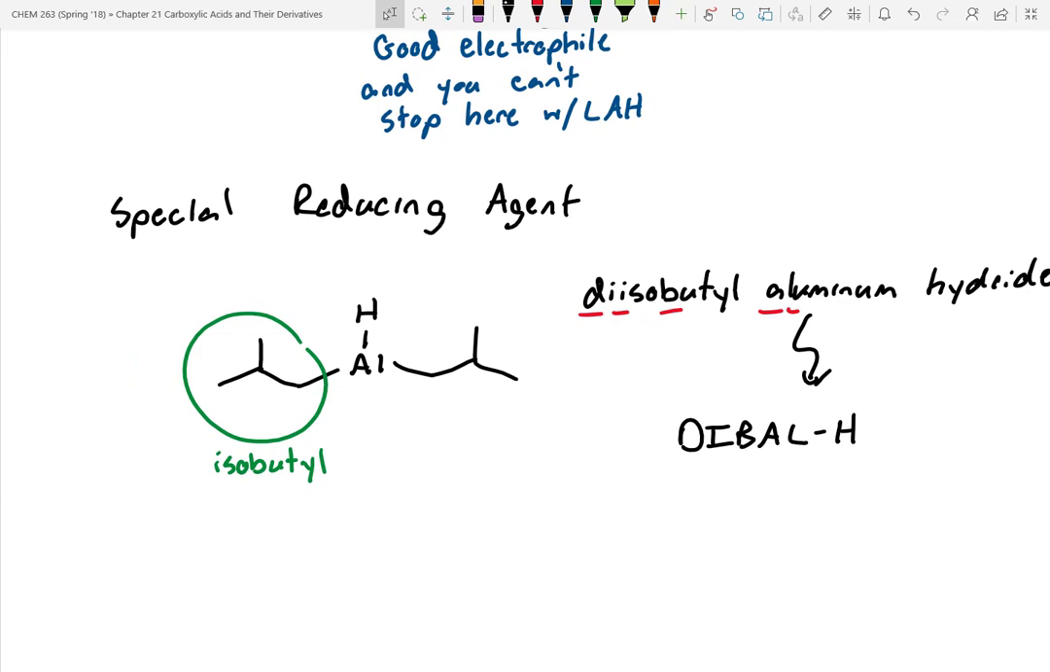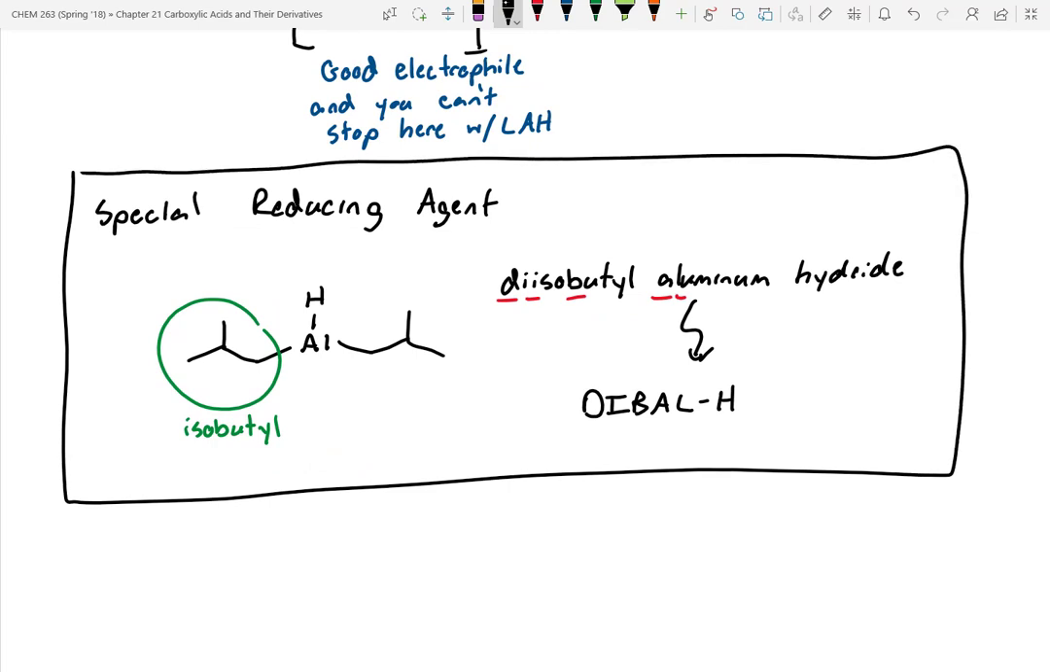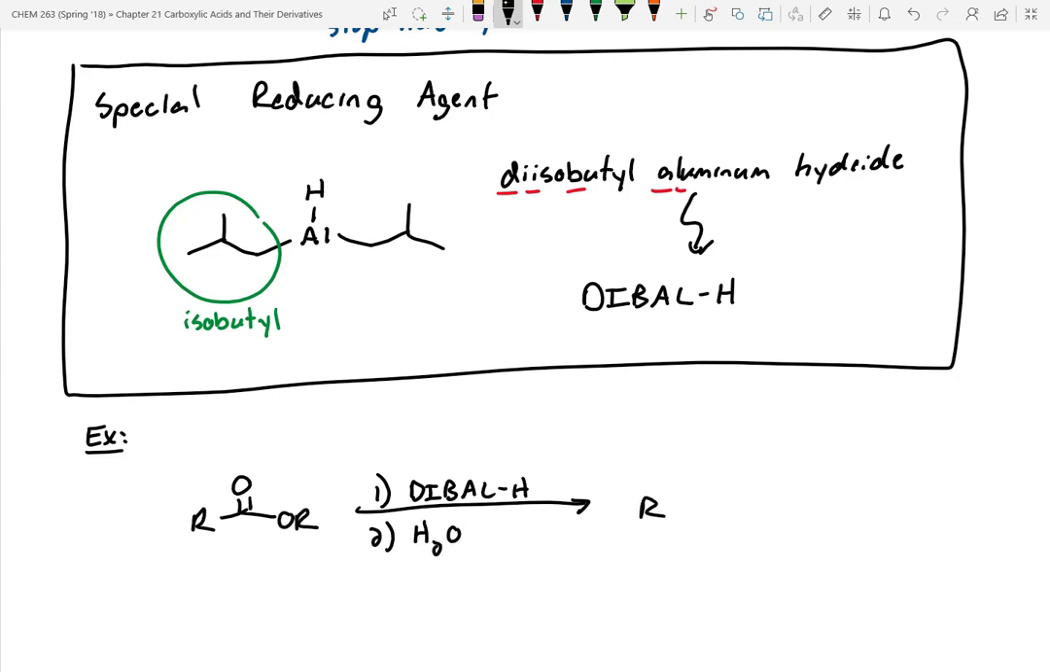And so the nice thing with this reagent is you can stop at that aldehyde. So let's take an example. If you've got an ester, you've got to choose your Goldilocks reagent. That's the DIBAL-H. That's step one. And then step two, again, you need that weak acid to protonate things. And you can stop at the aldehyde.